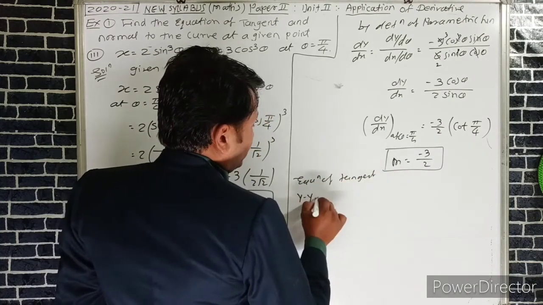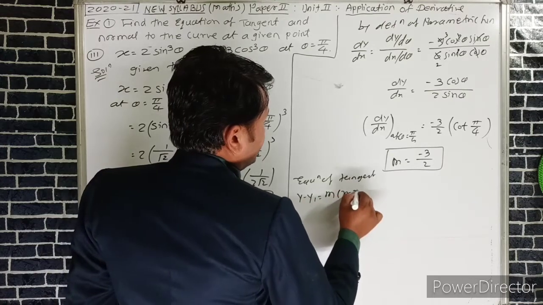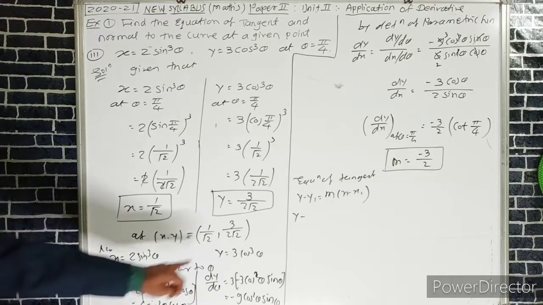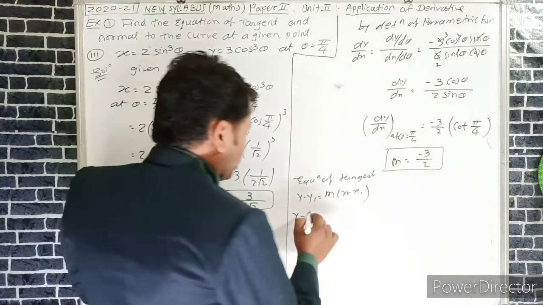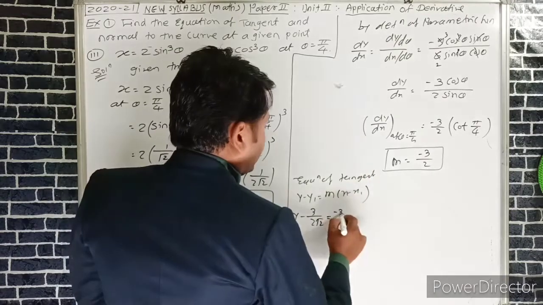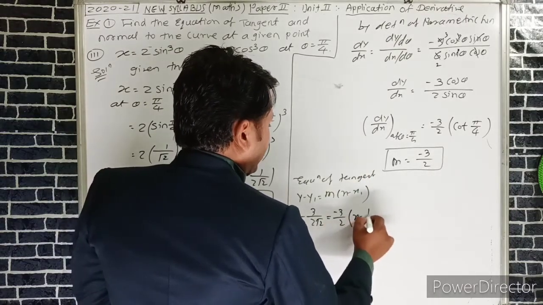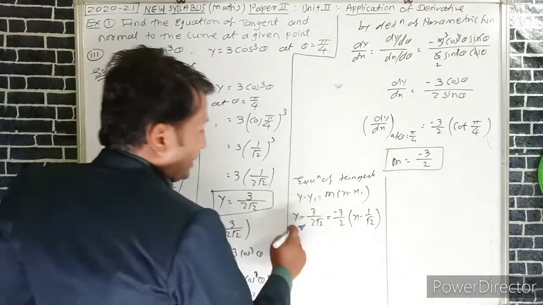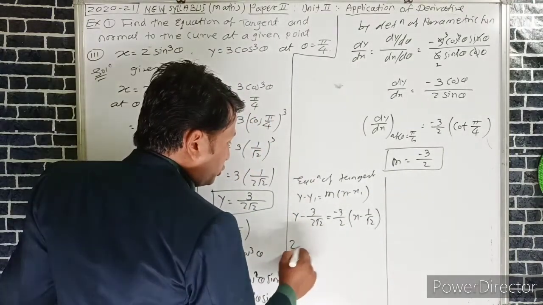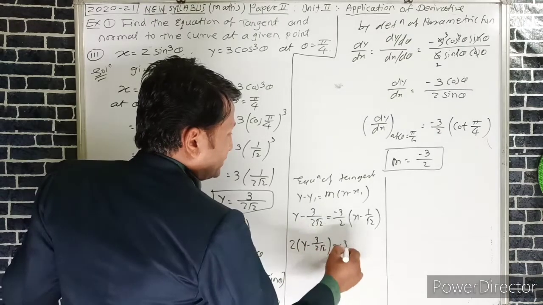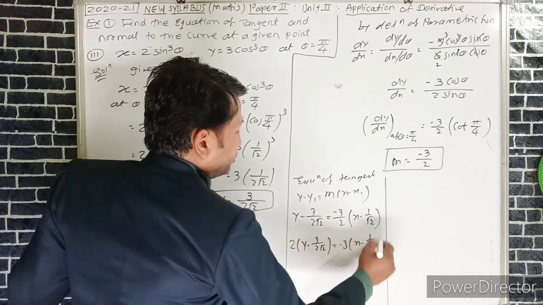is y minus y1 is equal to m into (x minus x1). Here y minus y1, which is 3 upon 2 root 2, is equal to m, which is minus 3 by 2, into x minus 1 by root 2. If we take this to the left side, we can write 2 into y minus 3 upon 2 root 2 is equal to minus 3 into x minus 1 by root 2.